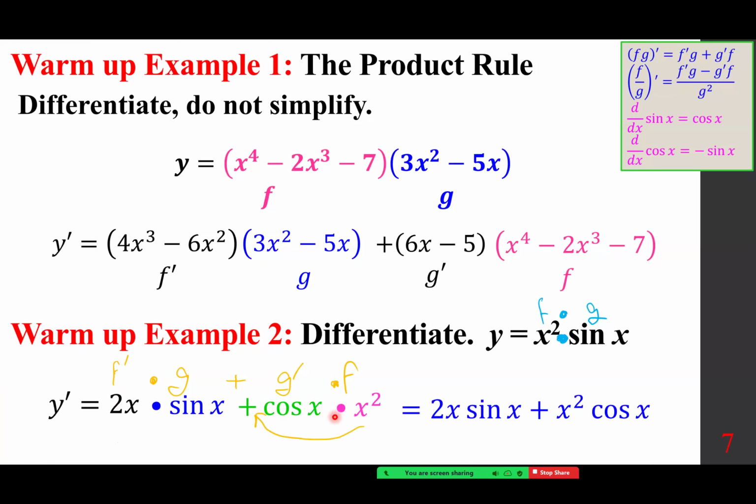You can factor out the x, but it doesn't change anything. So that's the final answer.